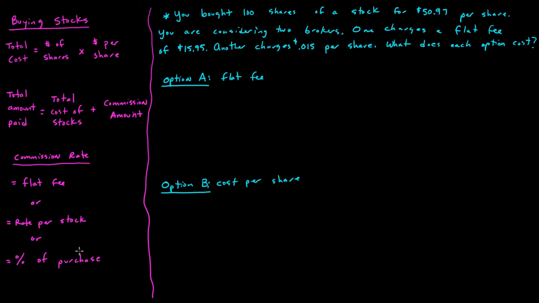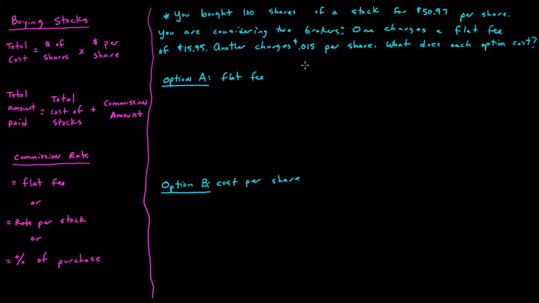So we're going to take a look at two of those options and what the difference in price would be. If you bought 100 shares of a stock for $50.97 per share, you're considering two brokers. One of those brokers charges a flat fee of $15.95. The other charges 1.5 cents per share. What does each option cost? So let's look at this more closely.